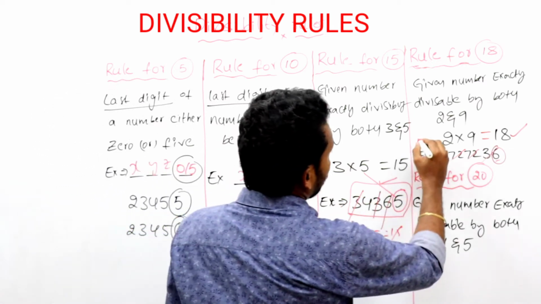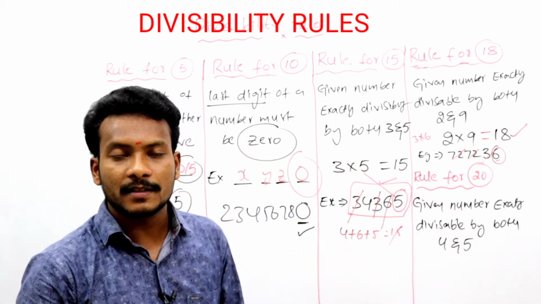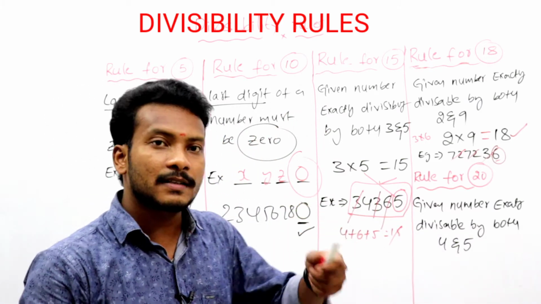But look here, 3 and 6 is also 18. We didn't take 3 and 6. Why? Because the common factor of 3 and 6 is not 1, it is 3.